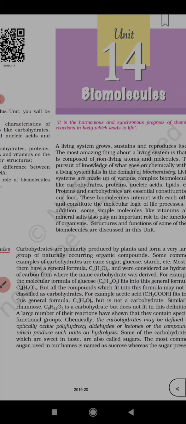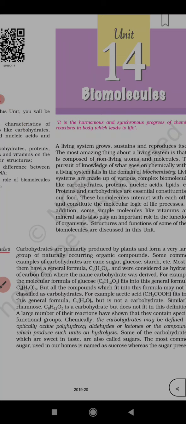So what is the best definition for carbohydrates? Optically active means they have a chiral center, they do not have planar symmetry or any symmetry. Polyhydroxy means it has so many OH groups, alcoholic groups, and it is an aldehyde or a ketone, or the compounds which produce such units on hydrolysis are called carbohydrates. Some of the carbohydrates which are sweet in taste are also called sugars.